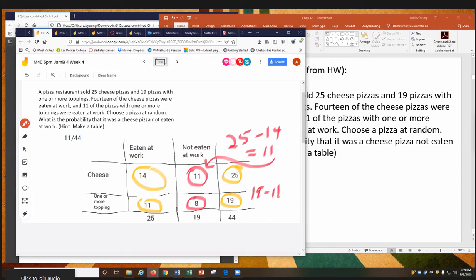And once you have that, you can fill in the rest of them. You just add up to get this and this and that. And then, probability that a cheese pizza not eaten at work. Let's see, cheese pizza not at work, that's this, 11 out of 44. Good. And you can leave it just like that. I'm happy with that. If you really wanted to, you could write it as 1/4.